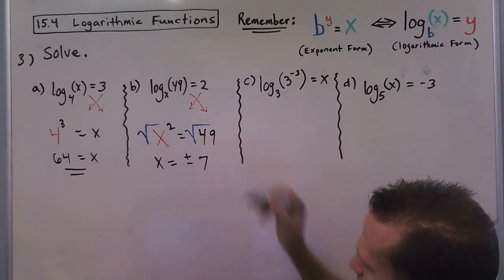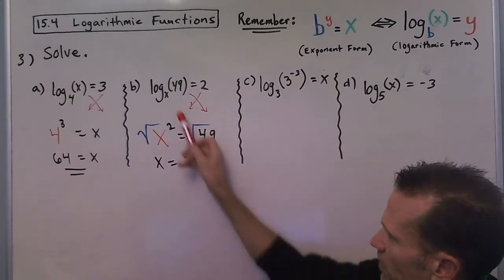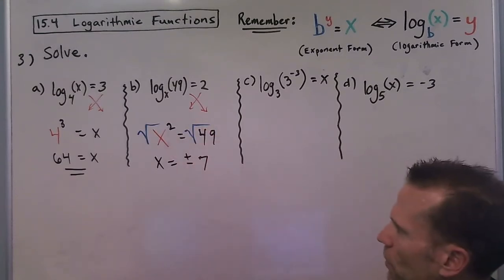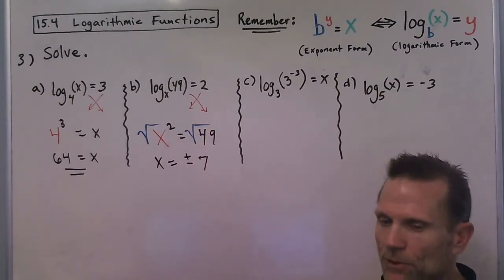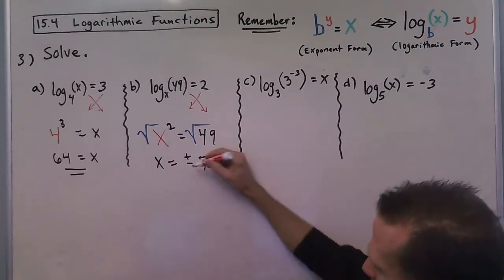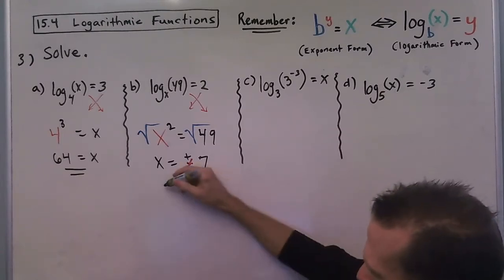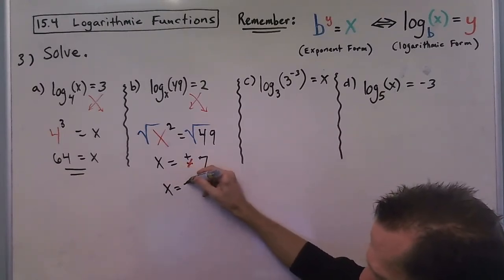But what we're going to learn right now is that if you try to do a negative base logarithm on your calculator, it doesn't work, and we can't do a negative base logarithm. So we have to rule out this negative answer, and we just end with x equals 7.